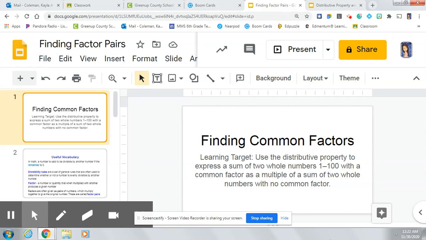Now we're moving on to a new unit. Tomorrow's lesson is going to be over finding common factors, and our new learning target would be to use the distributive property to express a sum of two numbers with a common factor as a multiple of a sum of two whole numbers with no common factor. I'm going to explain all of this throughout the next few days. Today, I'm just going to give you an introductory assignment to be able to find common factors later.